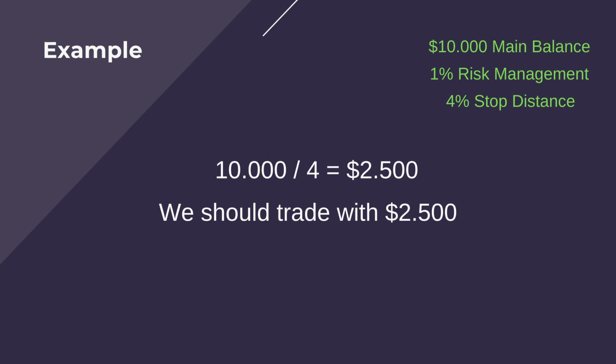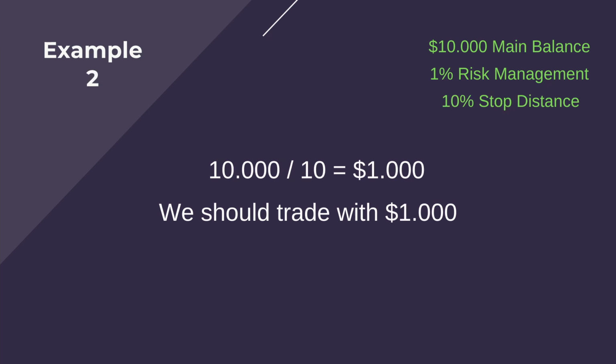Let's think we have a balance of $10,000. Let's say we are willing to lose $100, so 1% of our principal on every transaction. And let our stopping distance be 4%. The amount we need to trade is 10,000 divided by 4 equals $2,500. That is, when we enter the transaction with $2,500, even if our stop distance is 4%, the amount we will lose is 1% of our balance.